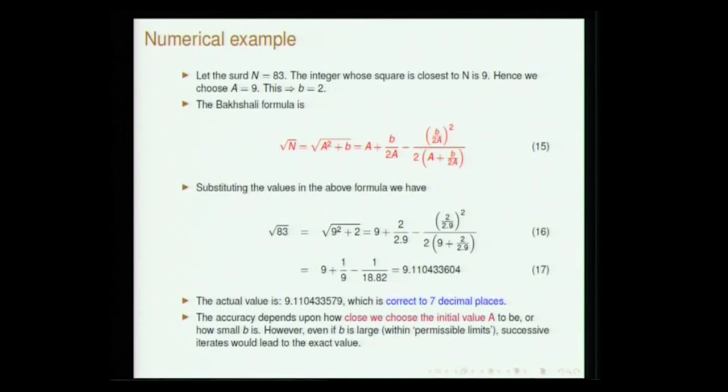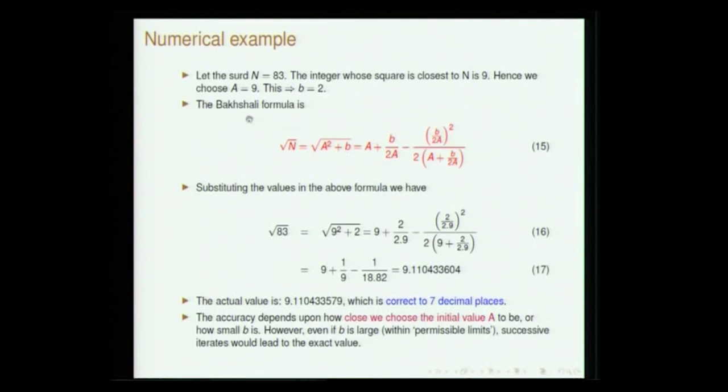So how accurate is this approximation? We will take one numerical example. Suppose n is 83. The closest square is 9 square, so a is 9. That implies b is 2. So this is the formula: recall a plus b by 2a minus this square. If you substitute these values, what one gets is 9.11043360 4, and if you use modern calculators, what you get is this expression, and you can straight away see that it is correct to 6-7 decimal places.